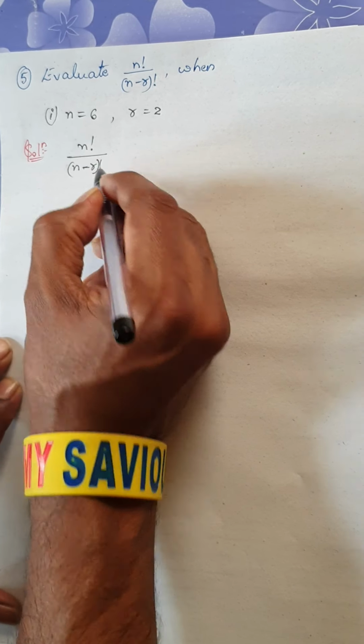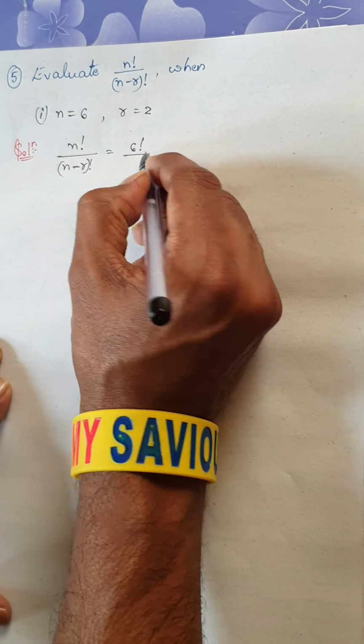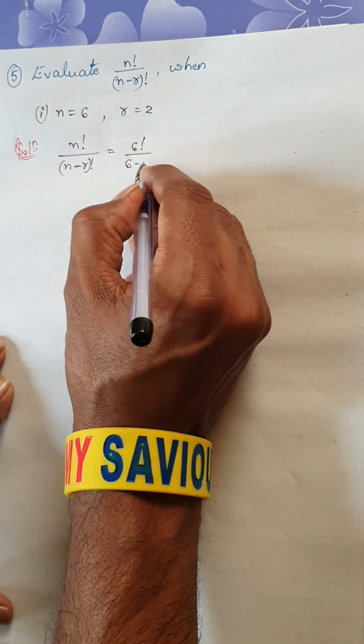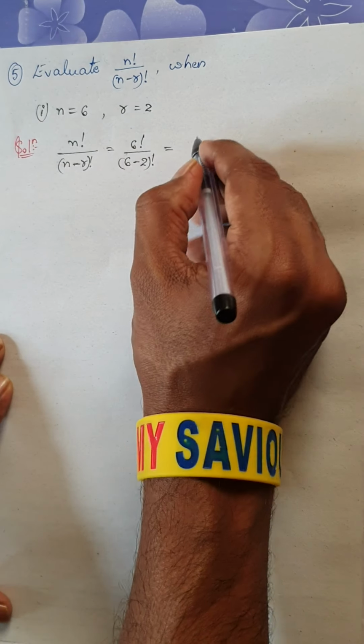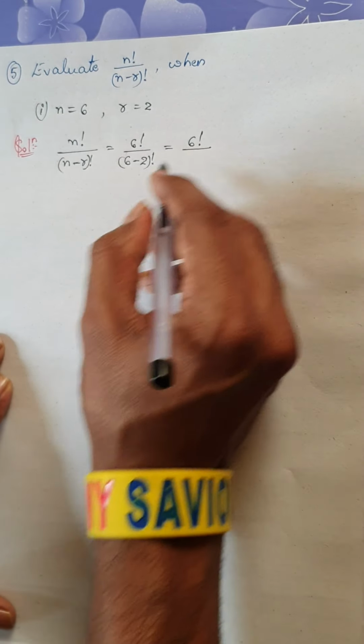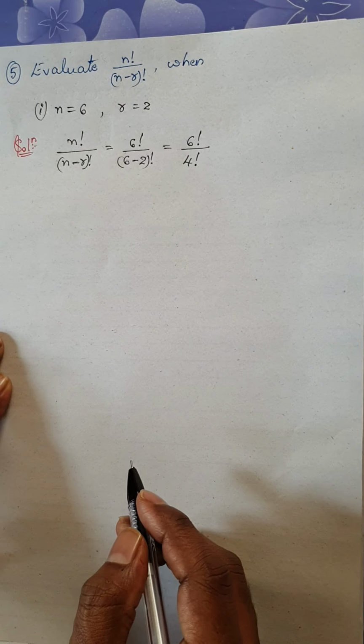You have to take the whole factorial. So this is nothing but substituting the value of n. n is 6, so 6 factorial divided by (6 minus 2) factorial. So this will be nothing but 6 factorial divided by 4 factorial. What is 6 minus 2? That gives me 4 factorial.